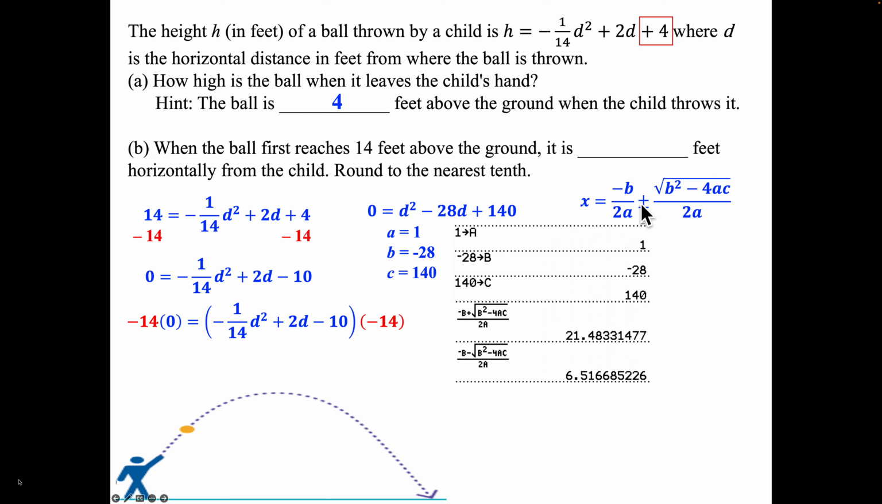And now we're going to store those values in your calculator and type in both the plus and the minus, and notice that the plus sign gave us a bigger answer, and the minus sign of our quadratic formula gave us the smaller answer. So this is when my distance is 6.5 feet away from the child is when it's going to hit 14 feet. Then on the way down, I'll be 21.5 feet away from the child. It said round to the nearest tenth, so 6.5, that's the first time the ball hits 14 feet in the air. Then over here at 21.5 feet, we'll be at 14 feet above the ground.